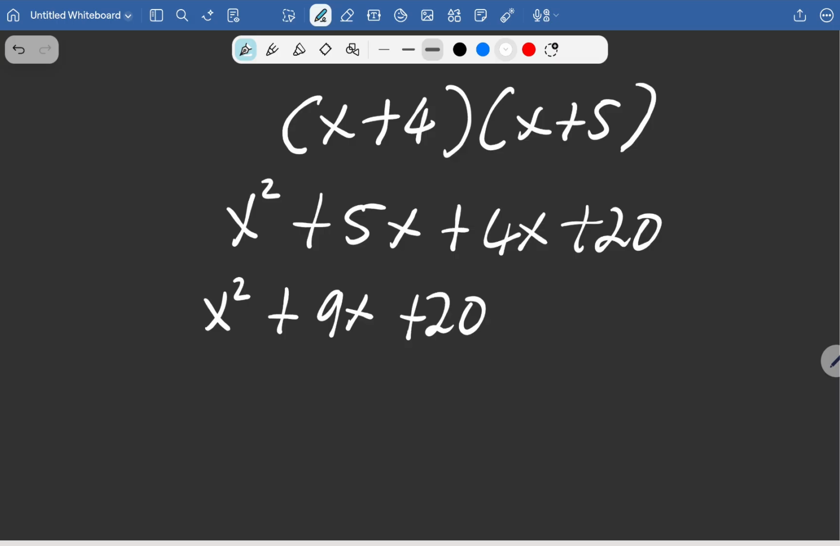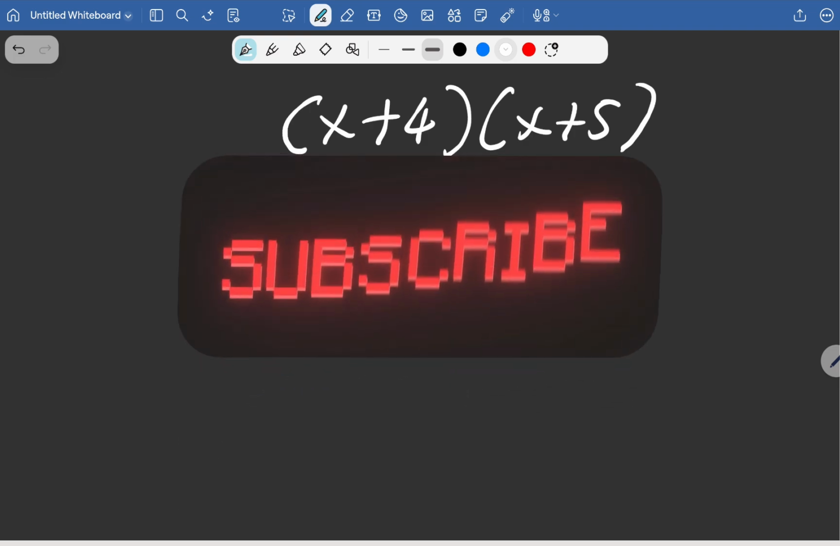So let me summarize this lesson. Multiply every term by every term, combine like terms, and you can do this with any polynomial, big or small. With a little practice, multiplying polynomials will feel like a fun puzzle. Keep practicing and you will get it in no time.